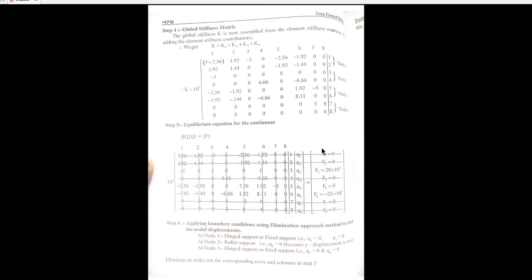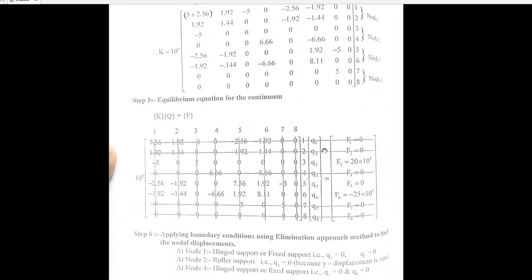Understand the boundary conditions. Roller support is given, so it can move freely in the x direction but not in the y direction, because it moves horizontally. That's why the corresponding Q4 is 0, not Q3. Don't eliminate Q3, Q5, Q6, and eliminate the rest. Do it.